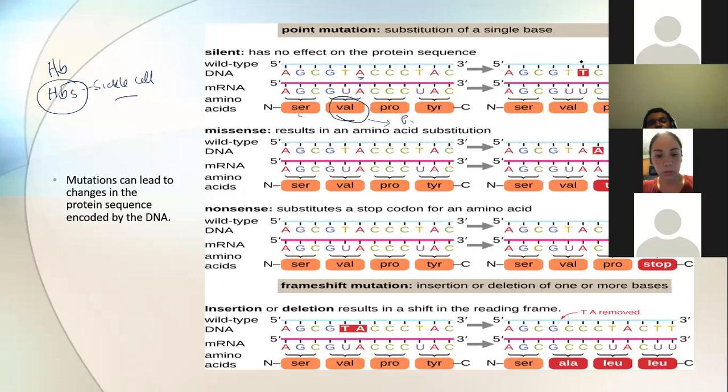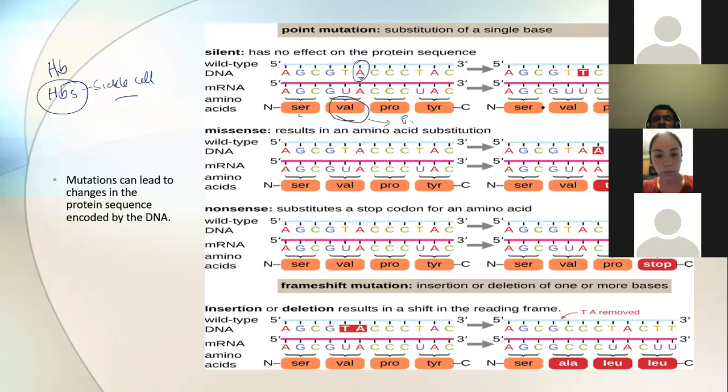So mutation occurs over here. It was the original sequence, but this is the mutant version. So instead of serotonin, valine, proline, tyrosine, the cell will make serotonin, valine, proline, tyrosine. But over here, look, we had a mutation.